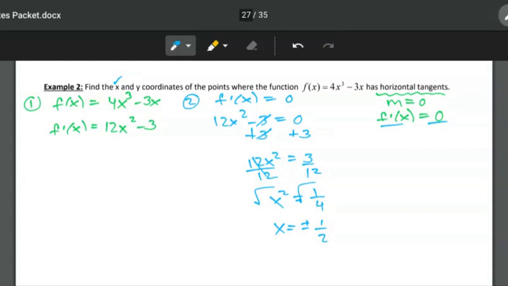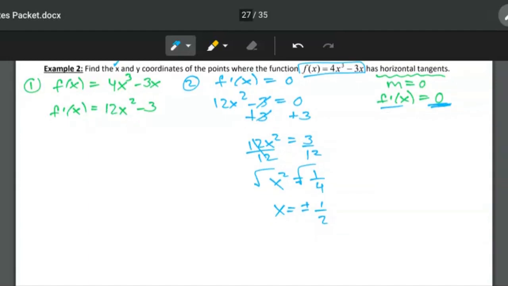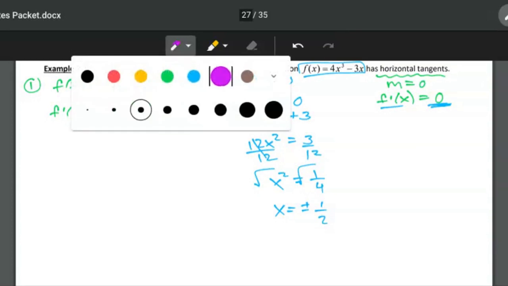So think carefully about this. What are we going to plug the x's into? You want to plug them back into the original function. We want to know the x's and y's on that original function that have horizontal tangents. You do not want to plug them into your derivative. If you plug them into your derivative, you should get 0, because the derivative gives you slope. Slope should be 0. But we just need the y's now.